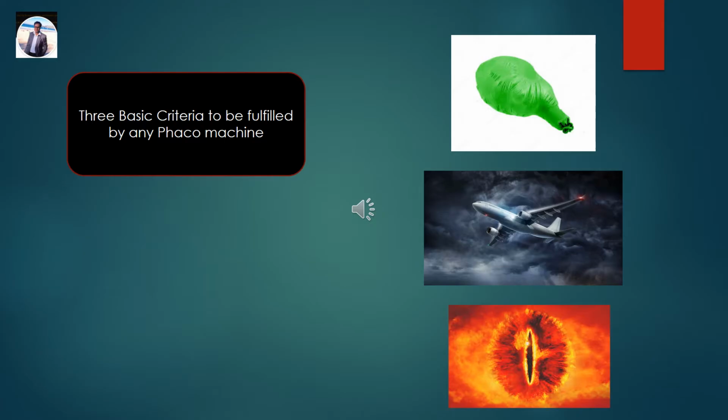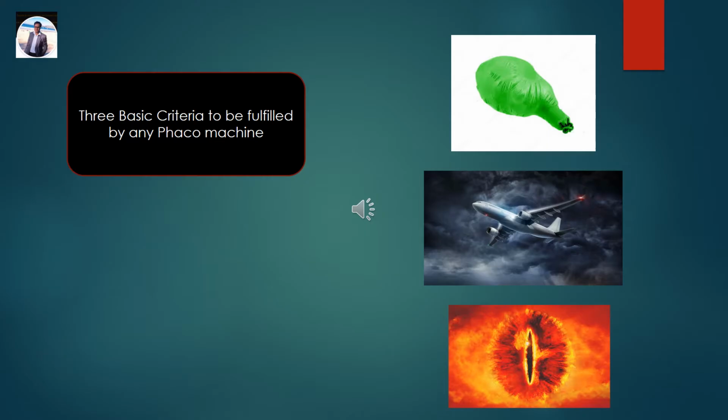However, this criterion will not be met. We will not be able to give the patient a faster visual recovery if 3 basic criteria are not met by the phaco machine. These 3 basic criteria are: 1. In phacoemulsification, inflow has to always equal outflow.